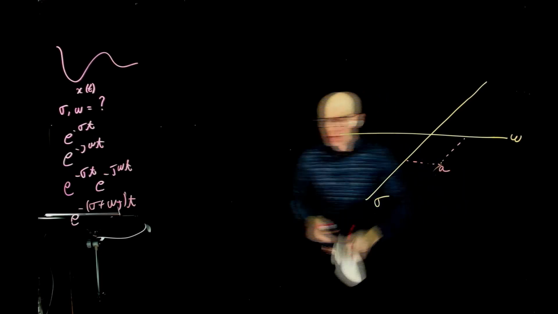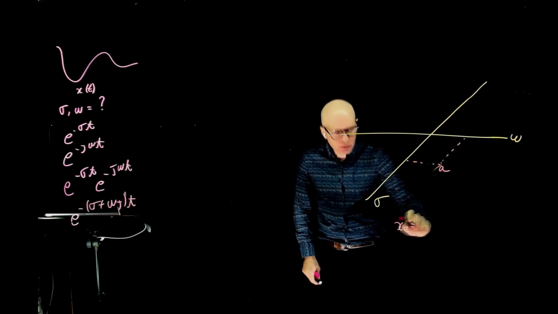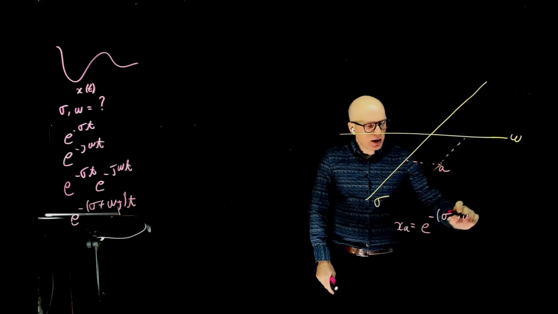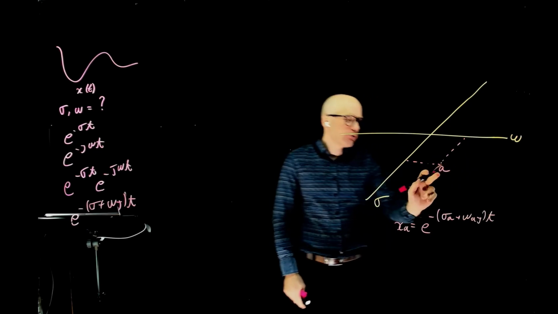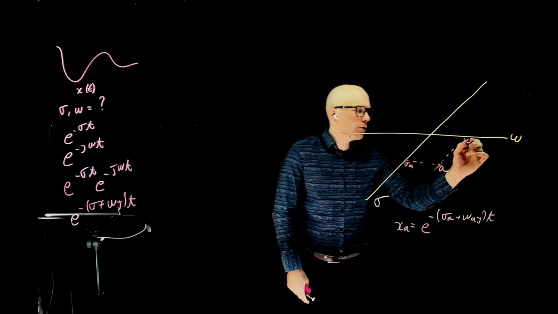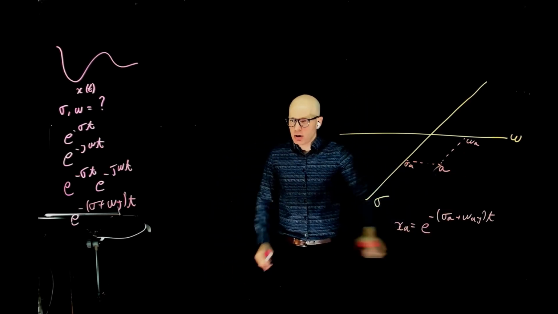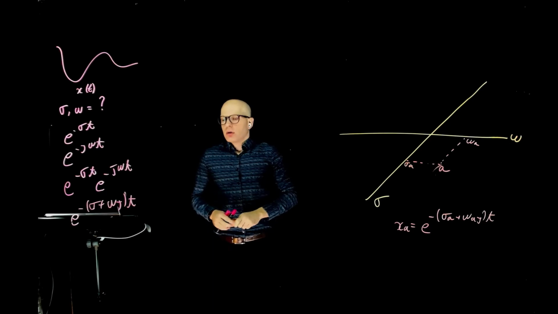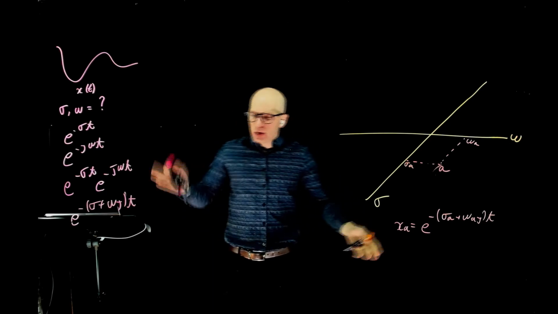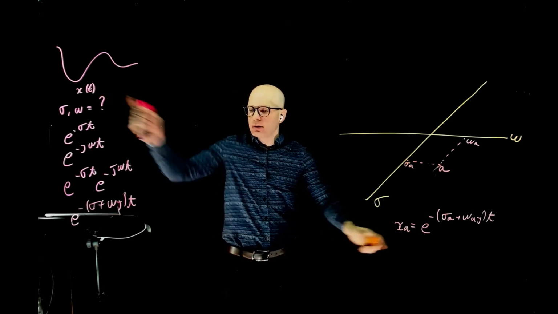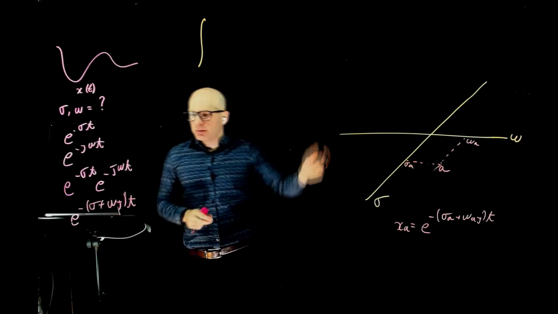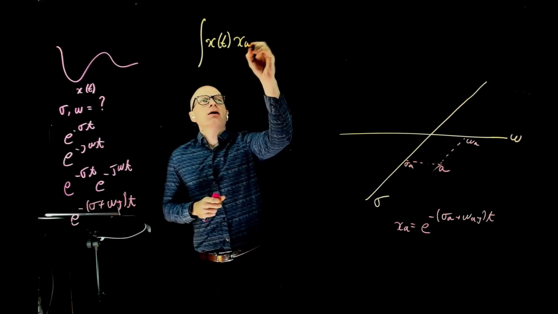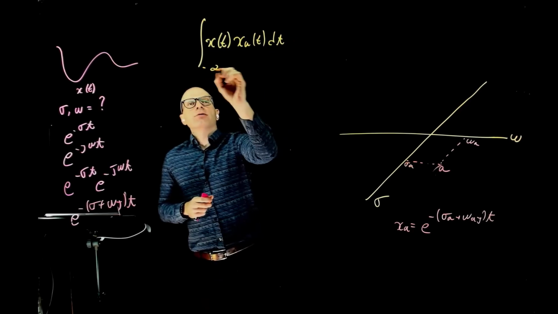When you take point A, we create a signal, let's call the signal XA, which is the exponential of negative sigma A plus omega A j, times t. Because by specifying point A, we specify the value sigma A and the value omega A, and this gives us a signal. Now this signal will have its own shape, depending on sigma A and omega A. What do we do with that now? Well, that's when the integration comes in. To see how close these signals are, we can take the integral of their multiplication: multiply x of t with the one we created, xA of t, dt, from negative infinity to infinity.